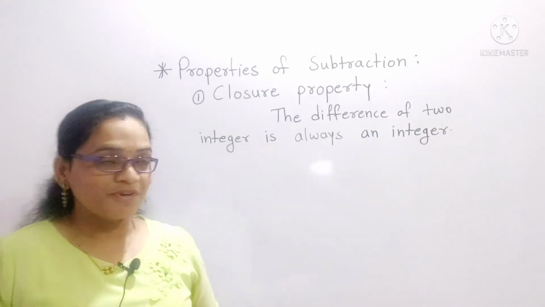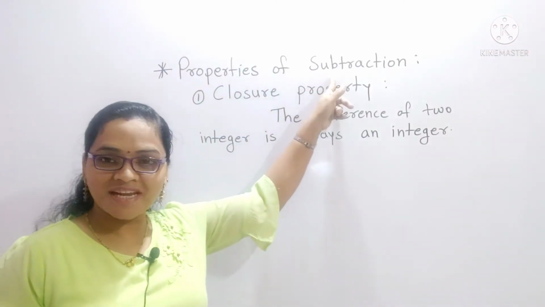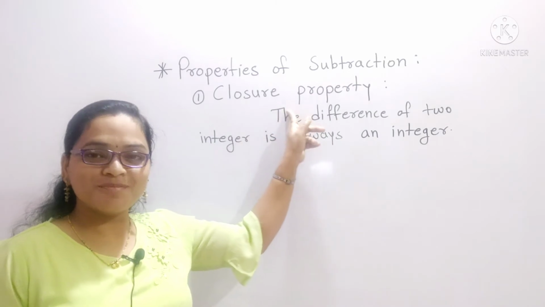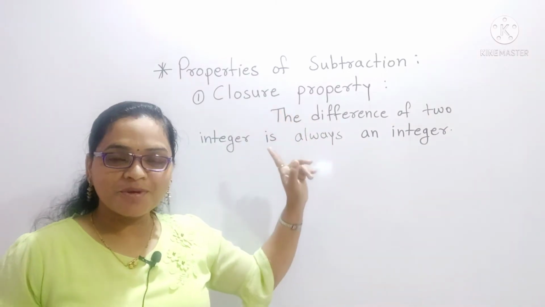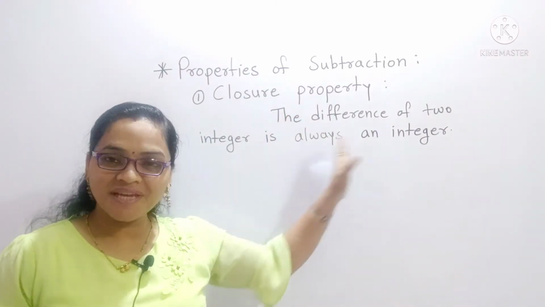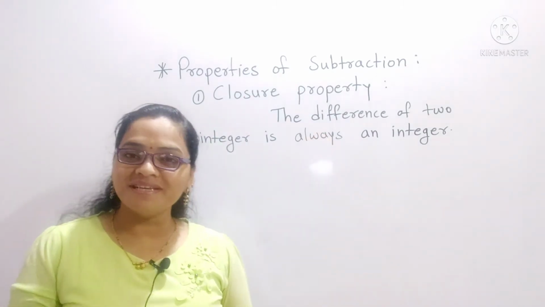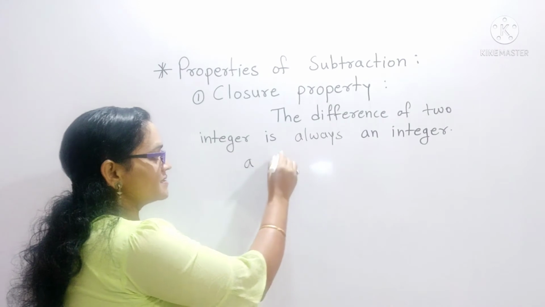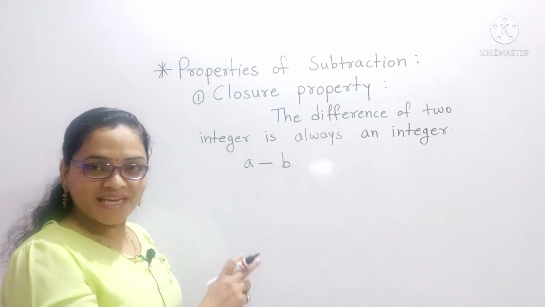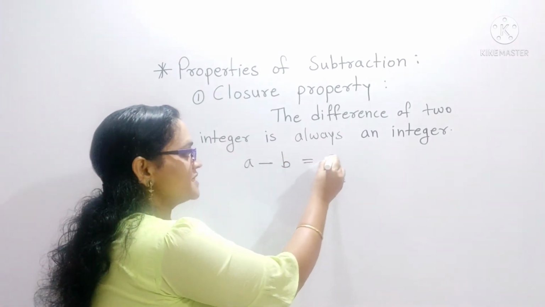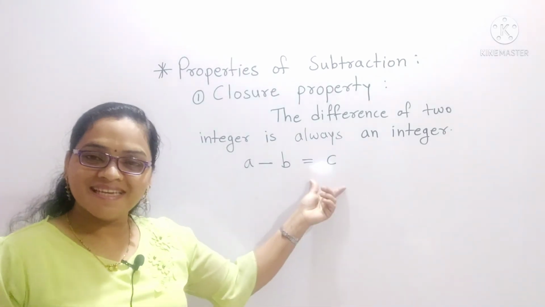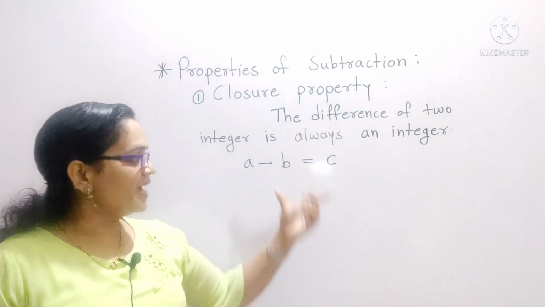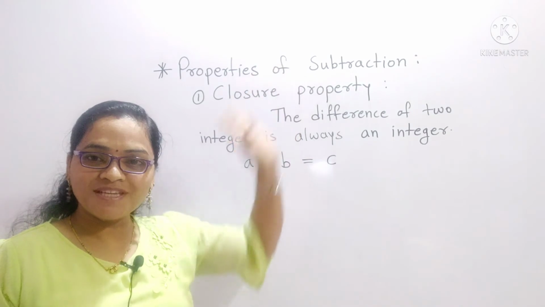Okay. See next point. Properties of subtraction. First property is closure property. What is the closure property? The difference of two integers is always an integer. Means suppose a and b are two integers, then the difference of a and b, suppose c is the difference, then c is also an integer, and this is the closure property for subtraction.